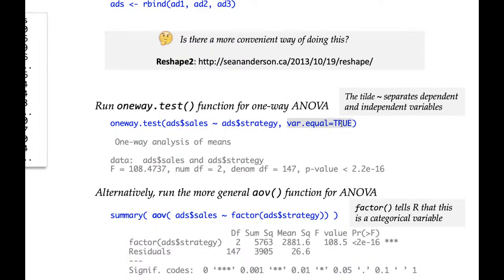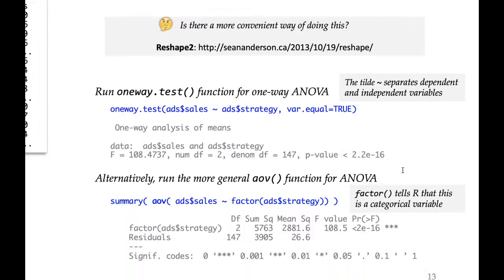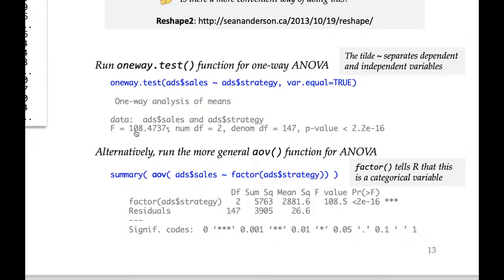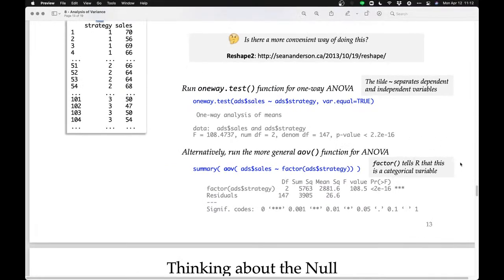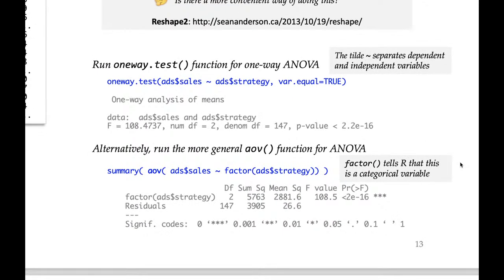We set this assumption of equal variance to be true, and we just run this one-way test, and that gives us our F value and our P values. Okay. As you can see, our F value is extremely large. There's no way that we're not going to reject this null hypothesis, right?